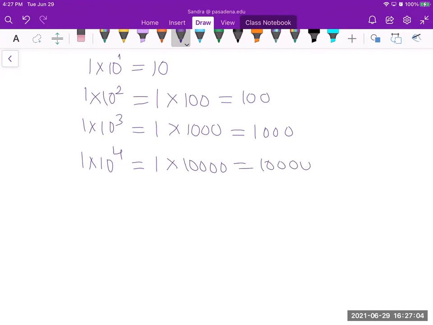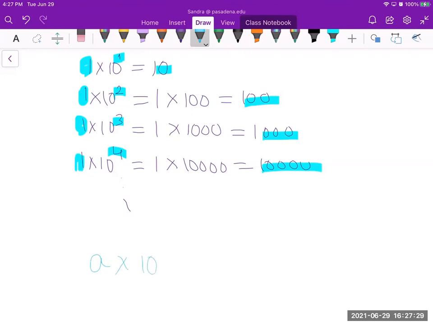I don't know about you, but I think I can see a pattern. I can see that this is like my A. And if this is a 1, I have a 1 zero. If this is a 2, I have 2 zeros. If this is a 3, I have 3 zeros. If this is a 4, I have 4 zeros. So then I can see that this will be A times 10 to the n, when n is positive, yeah?